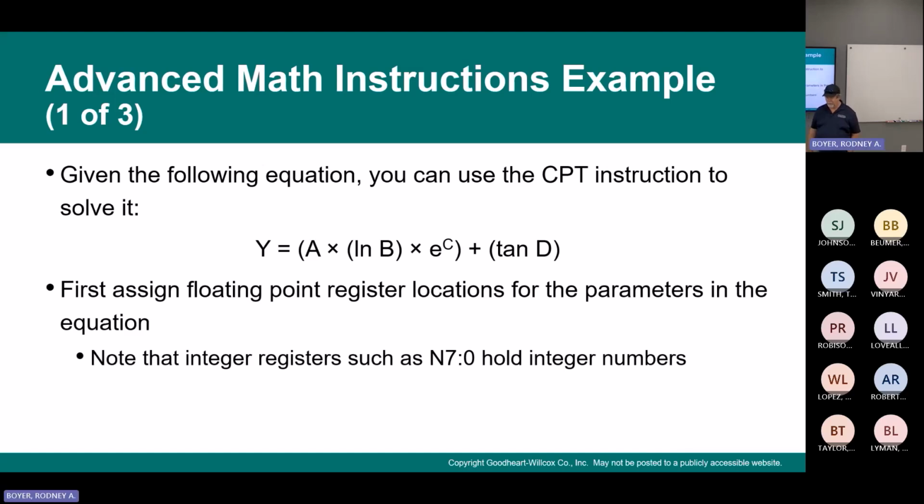Given the following equation, you can use the compute instruction to solve it. So there, Y would be your destination. And then A times the natural log of B times E to the C plus tangent of D. It does follow order of operations too, by the way: parentheses, exponents, multiply, divide, add, subtract, in that order.